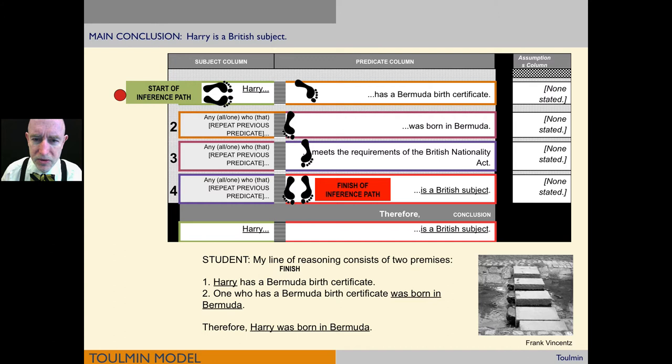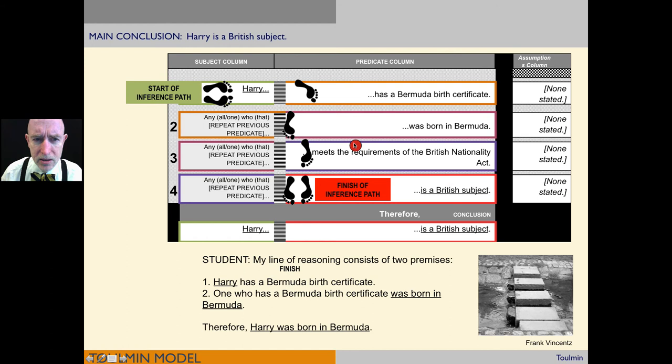This portion right here really is just a repeat of what's previous. So you can think of any logical reasoning as a connecting of the dots or stepping stones. But the stones that you connect are the complex predicates, starting with the subject of the conclusion and ending with the predicate phrase of the conclusion.